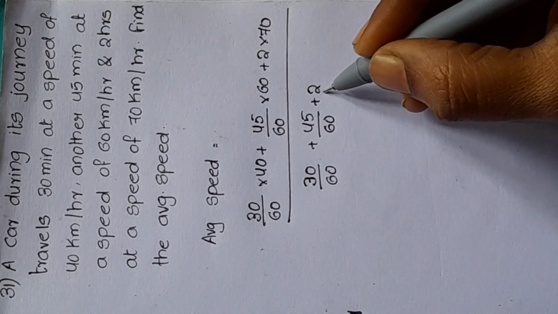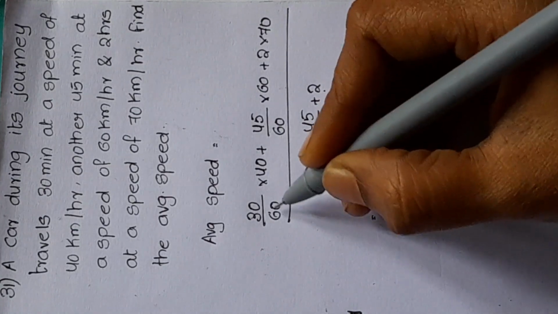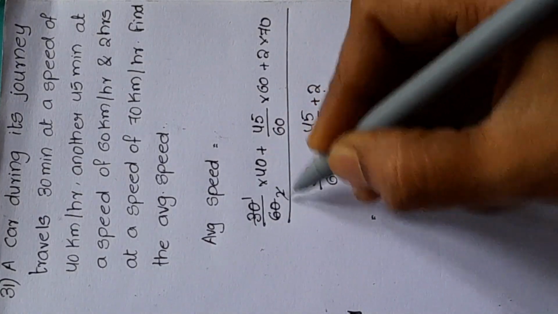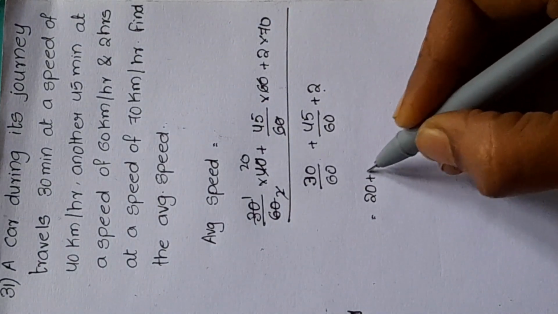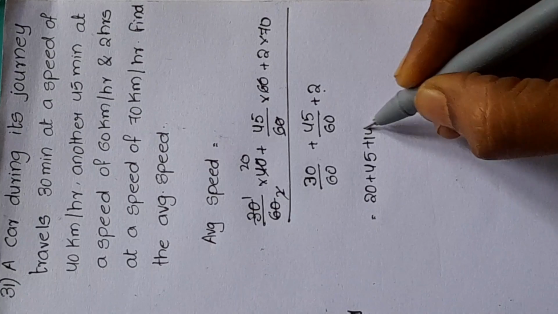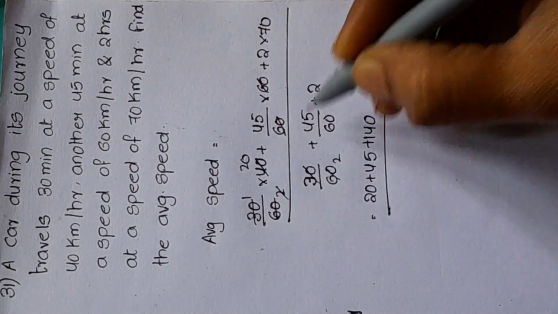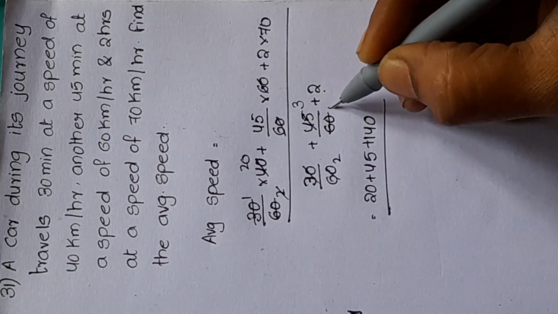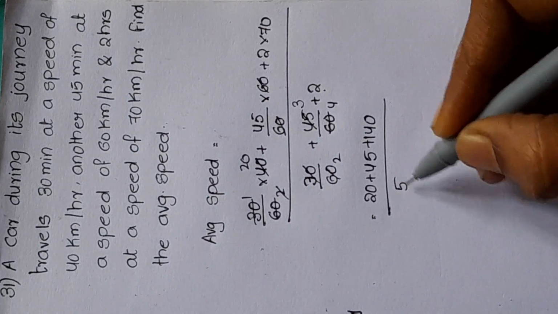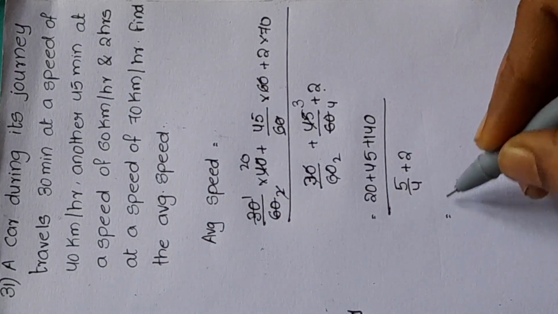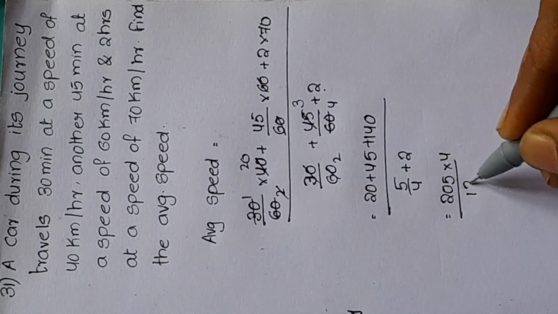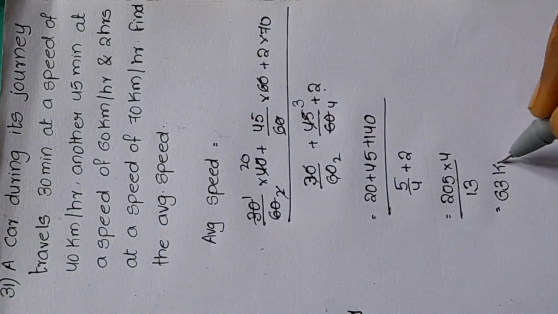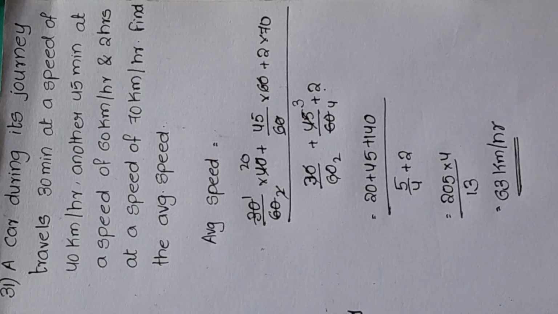This is time. Already 2 is given in hours. So on cancellation, 60, 60 gets cancelled. 20 plus 45 plus 140 by 1 by 2, this is 3 by 4. We get the denominator as 5 by 4 plus 2. This can be written as 205 into 4 by 13. The value is 63 km per hour. This is the average speed.